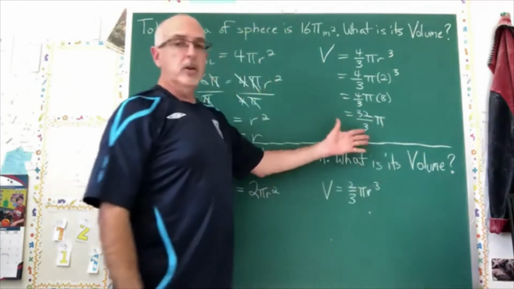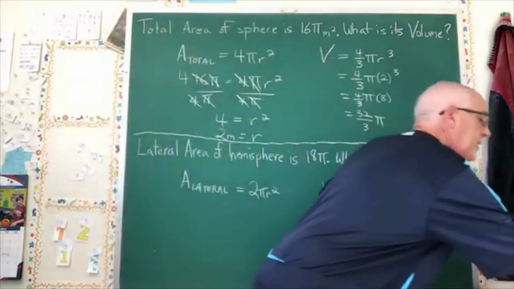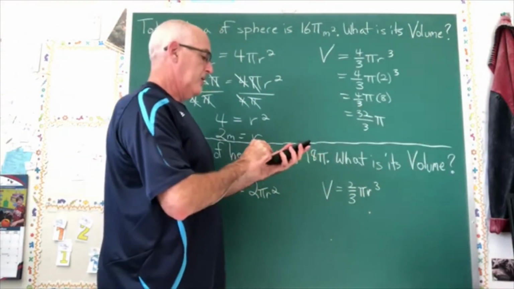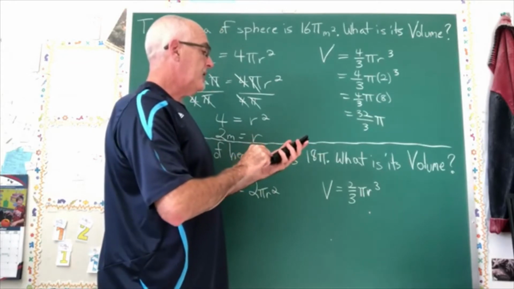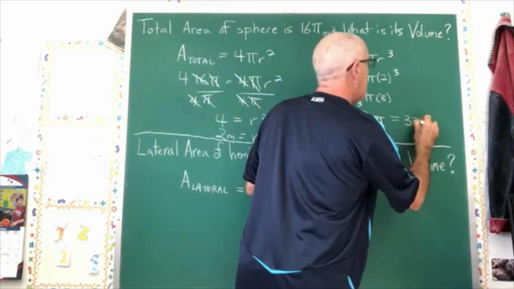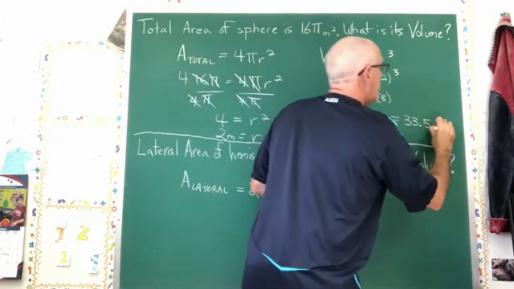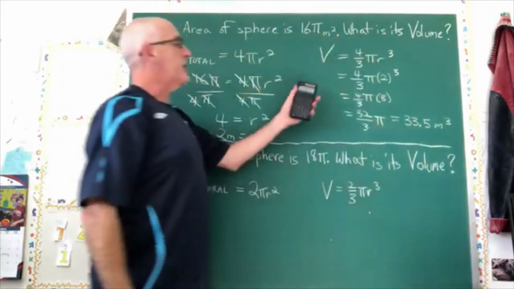And that is actually a correct final answer. But if I want it in decimal mode, 32 divided by 3 times pi is, I have 33.5 if I round to the nearest tenth. 33.5 meters cubed. I'm finished with the top problem.